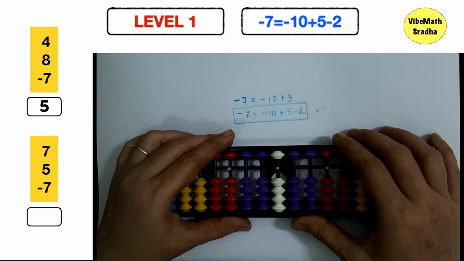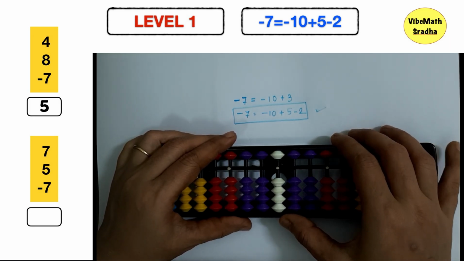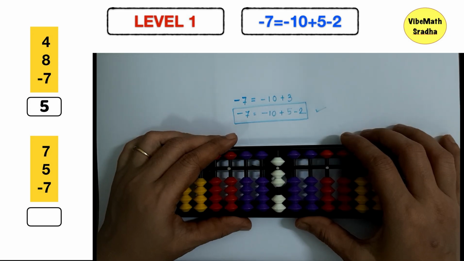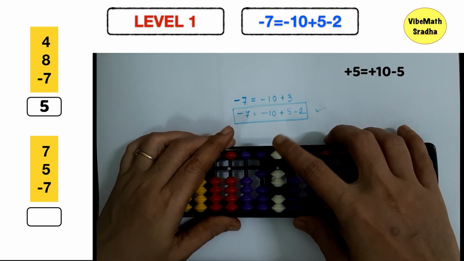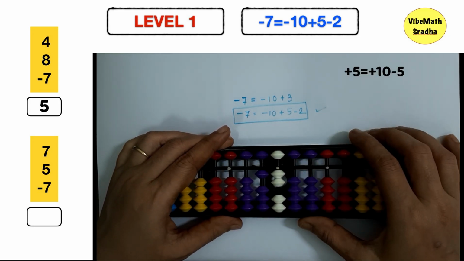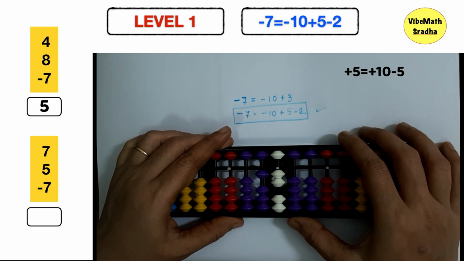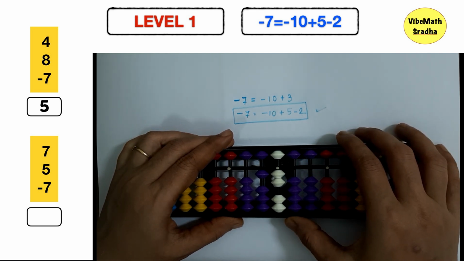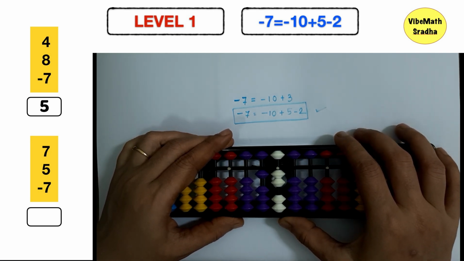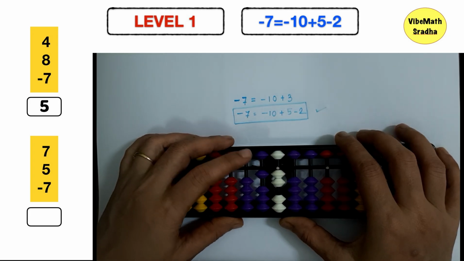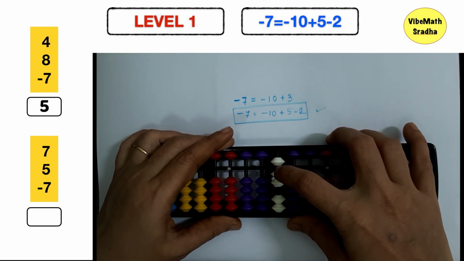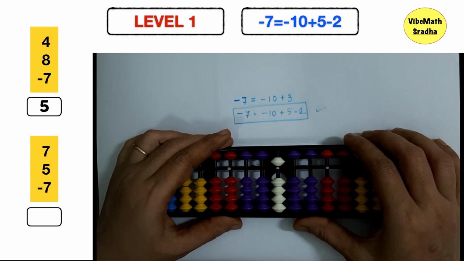Next example, 7 plus 5 minus 7. 7 plus 5 is plus 10 minus 5. This is the formula for big friend addition of 5. Then we need to subtract 7. So, we will be using the combination subtraction of 7 here, which is minus 10 plus 5 minus 2. So, answer here is also 5.